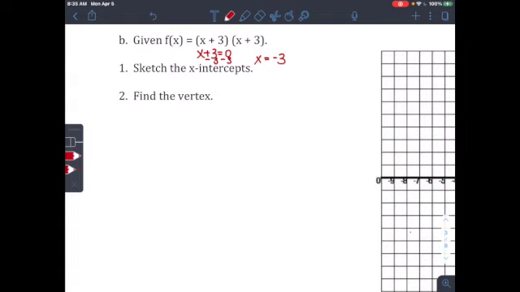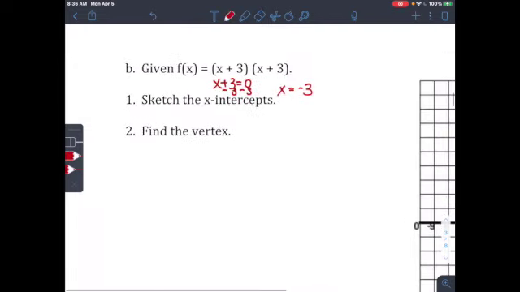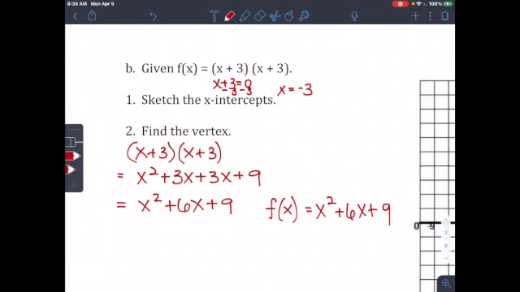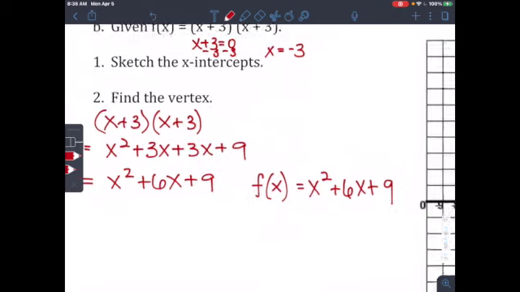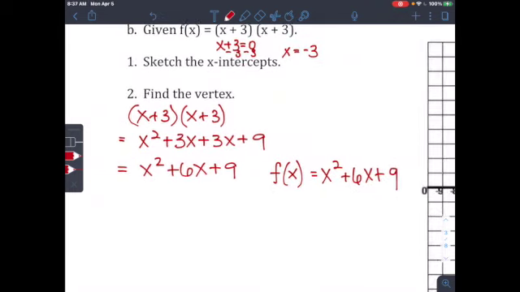Don't forget, when you find the vertex, you have to plug in the numbers, but we don't know where the number is because we only have the x-intercept. So distribute the problem out, and I'm going to pause the video. After you distribute, you get x squared plus 6x plus 9.